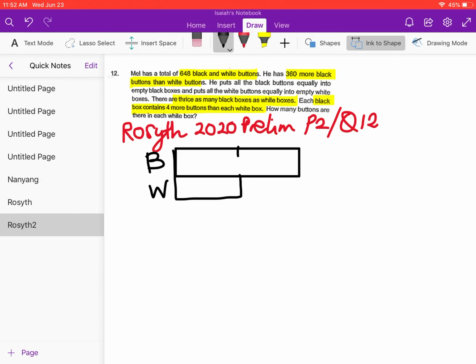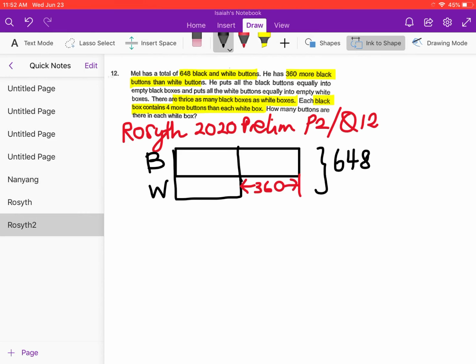And from the question, we know that there are 360 more black buttons than white buttons. So the longer bar, the extra bit, will be 360. And together, the black and the white buttons combined will be 648.